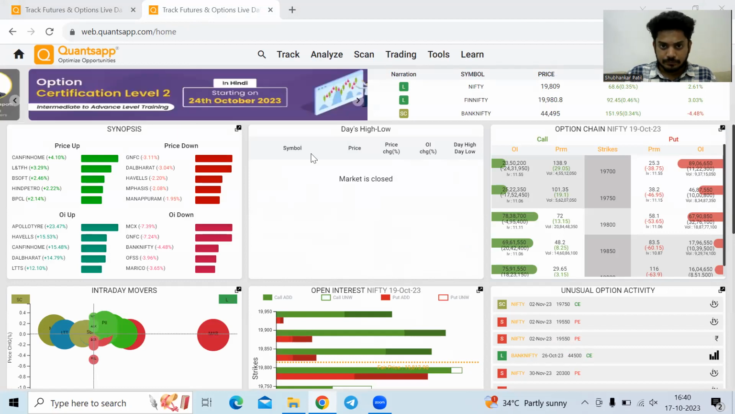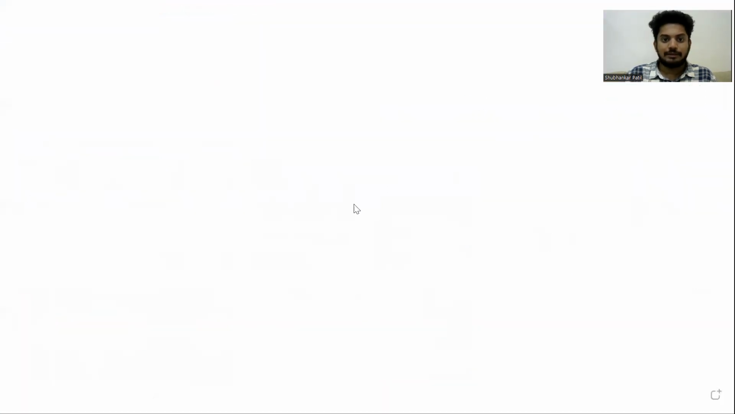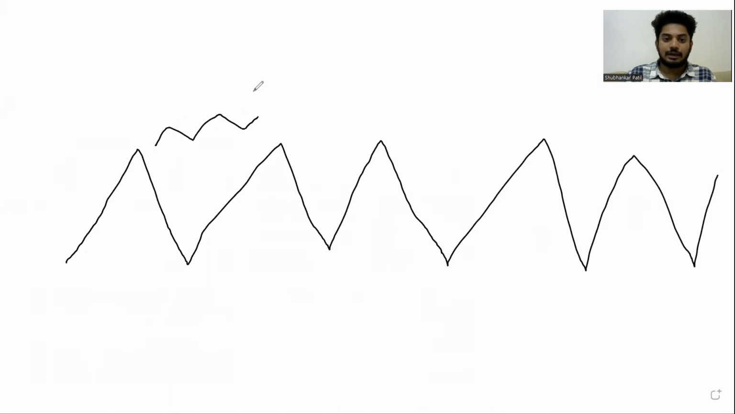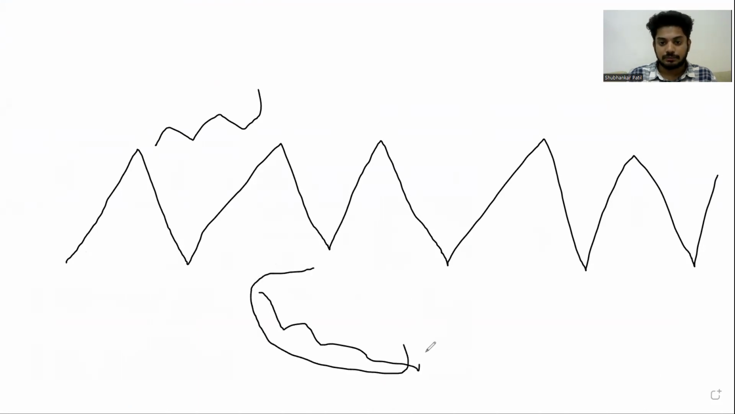Typically, if you see the implied volatility chart, you will see that it is mean reverting in nature. Okay, it would not trend. So you will never see implied volatility trending in the upwards direction, or you will never see a chart wherein implied volatility is trending in the downwards direction.